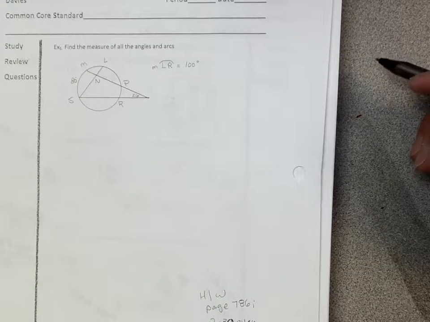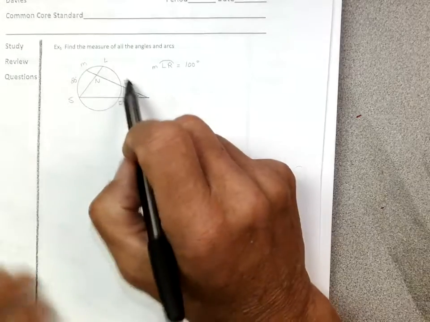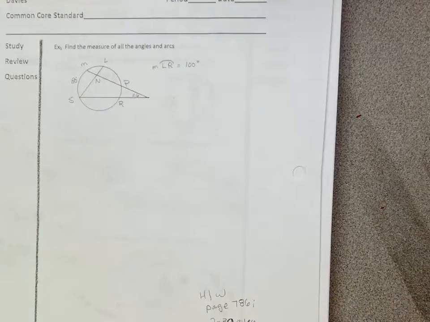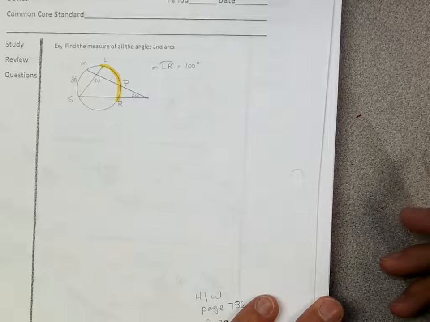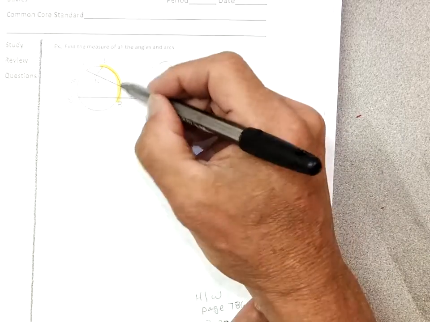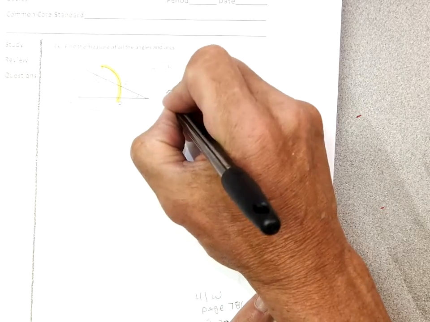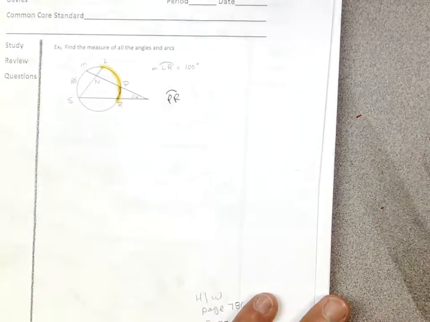So, find the measure of all the angles and arcs. So, I got a little hint, LR. So, LR, all the way across this whole thing here. Use a highlighter. LR, this whole thing here is 100, okay? Well, let's see, what could I find? Well, I've got a little hint first. I'm going to find arc PR. Okay, I'm going to find that one right there first, okay? How can I do that?